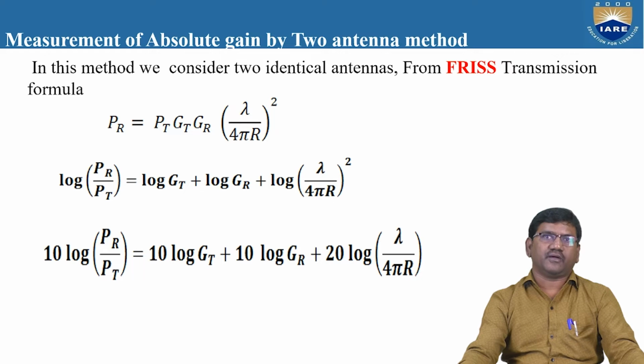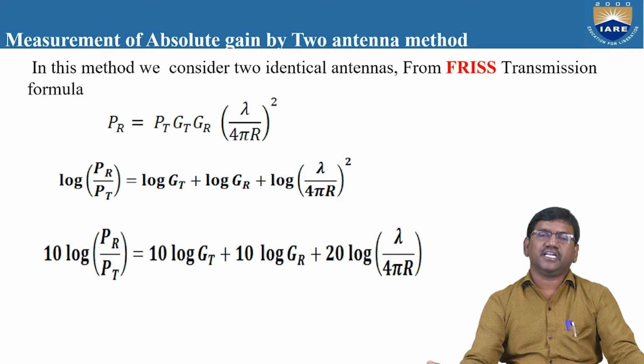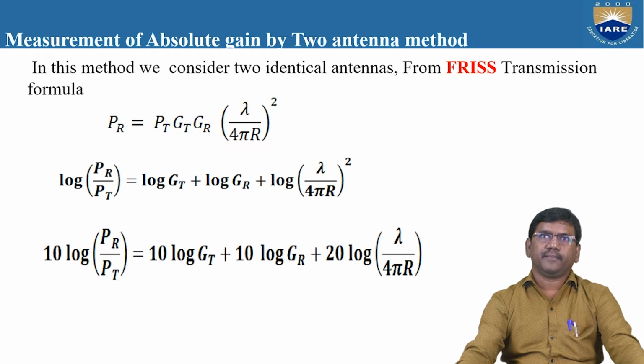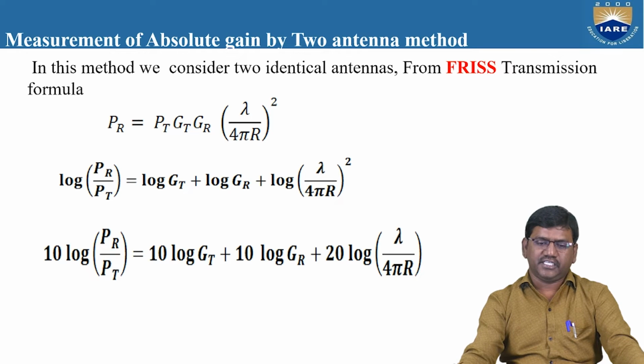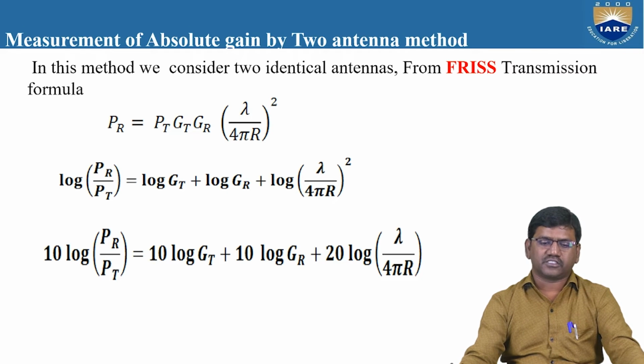From Friis's transmission formula, we know that there is a relationship between the amount of power received and the amount of power transmitted. So the power received PR is equal to PT GT GR into (lambda by 4 pi R) whole square. Lambda by 4 pi R whole square represents the free space loss factor. So PR by PT is equal to GT GR into (lambda by 4 pi R) whole square.